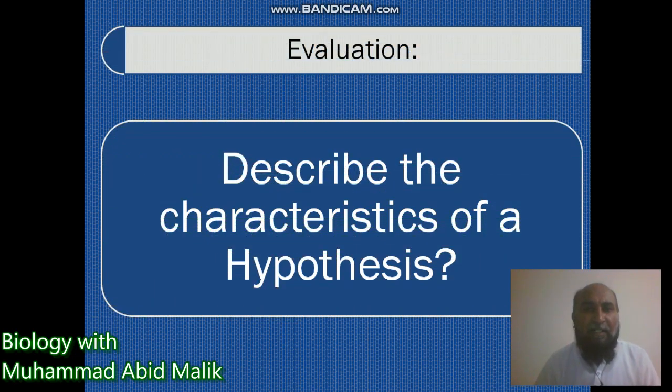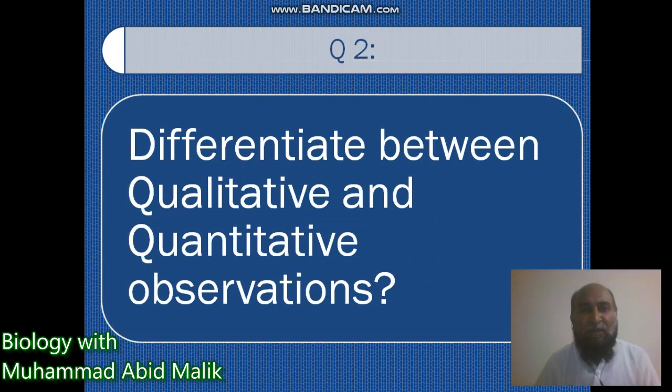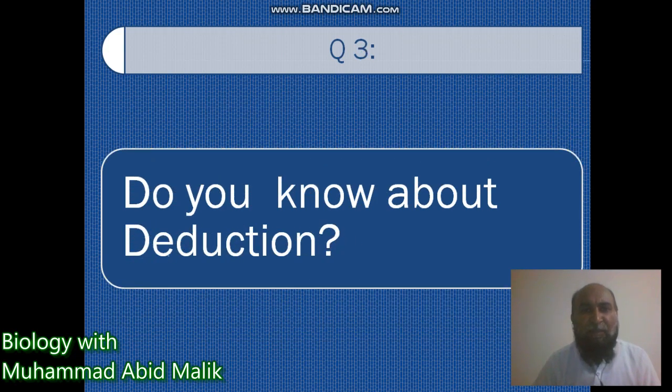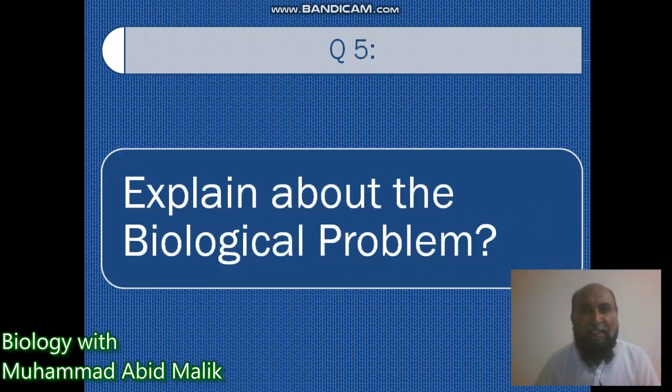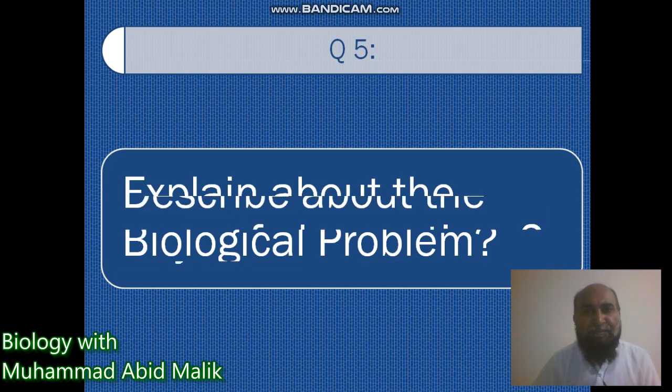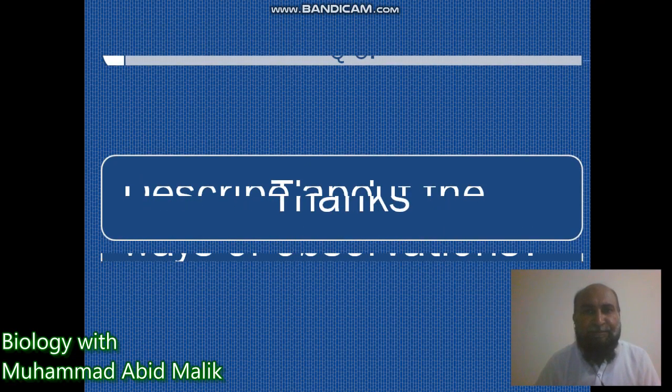Now we are going to our last segment, regarding evaluation. Describe the characteristics of a hypothesis. If you understand the characteristics of a hypothesis, please put it in the comments. Second question, differentiate between qualitative and quantitative observation. If you got it, then put it in the comments. Third, do you know about deductions? Question 4, define control group. Question 5, explain biological problem with an example. Question 6, describe the ways of observation.